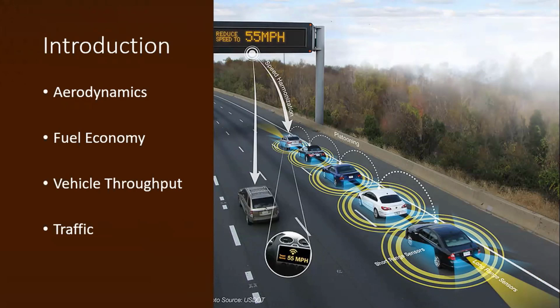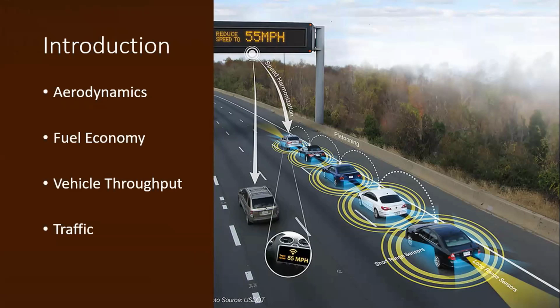Because the vehicles are going quite close to each other, there is a reduction in aerodynamic drag. What happens with this is the fuel consumption reduces, hence it's good for the environment. Also, the vehicle throughput increases. Vehicle throughput is nothing but how many cars can fit in a small amount of area. In manual driving, there are fewer cars in a particular area than in vehicle platoon or automated driving.